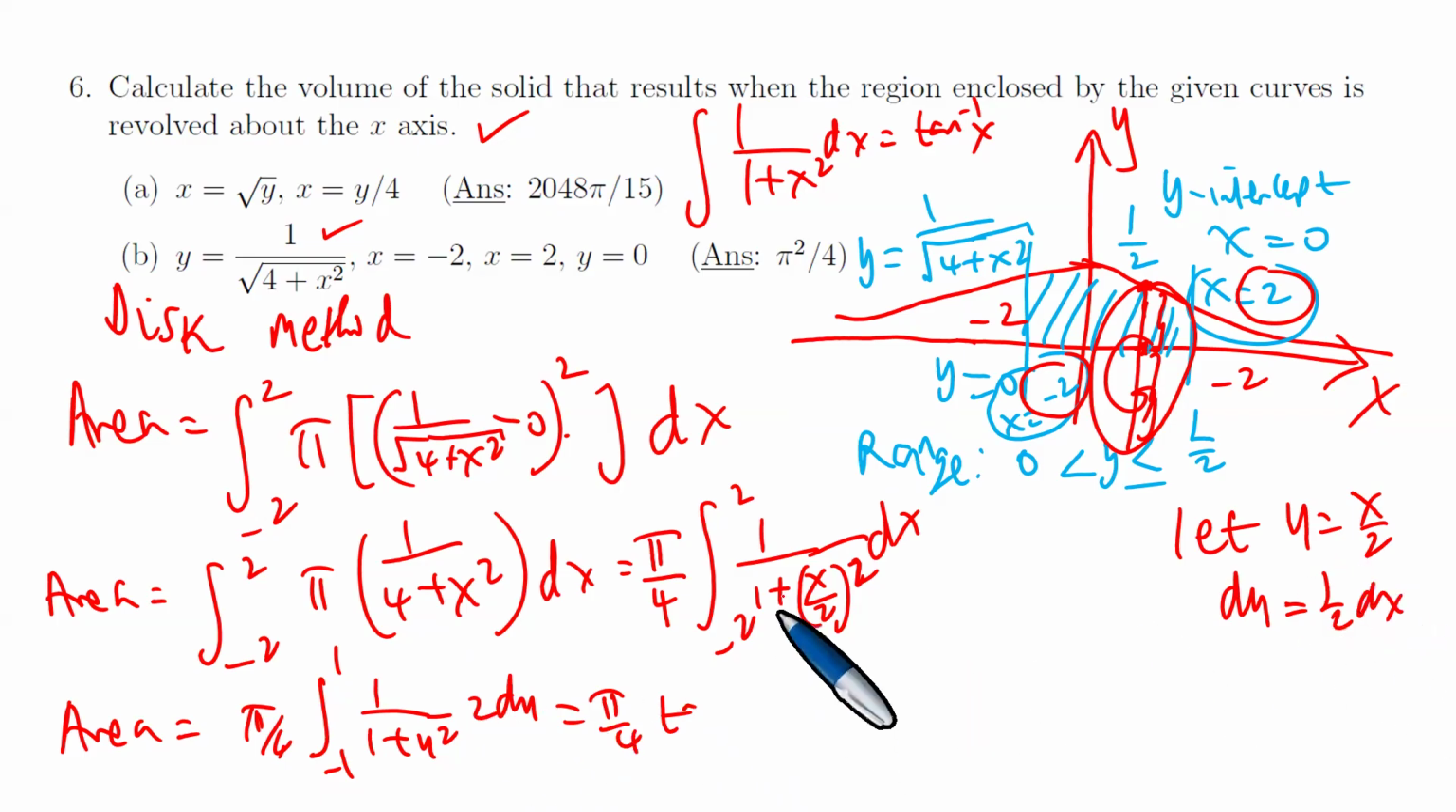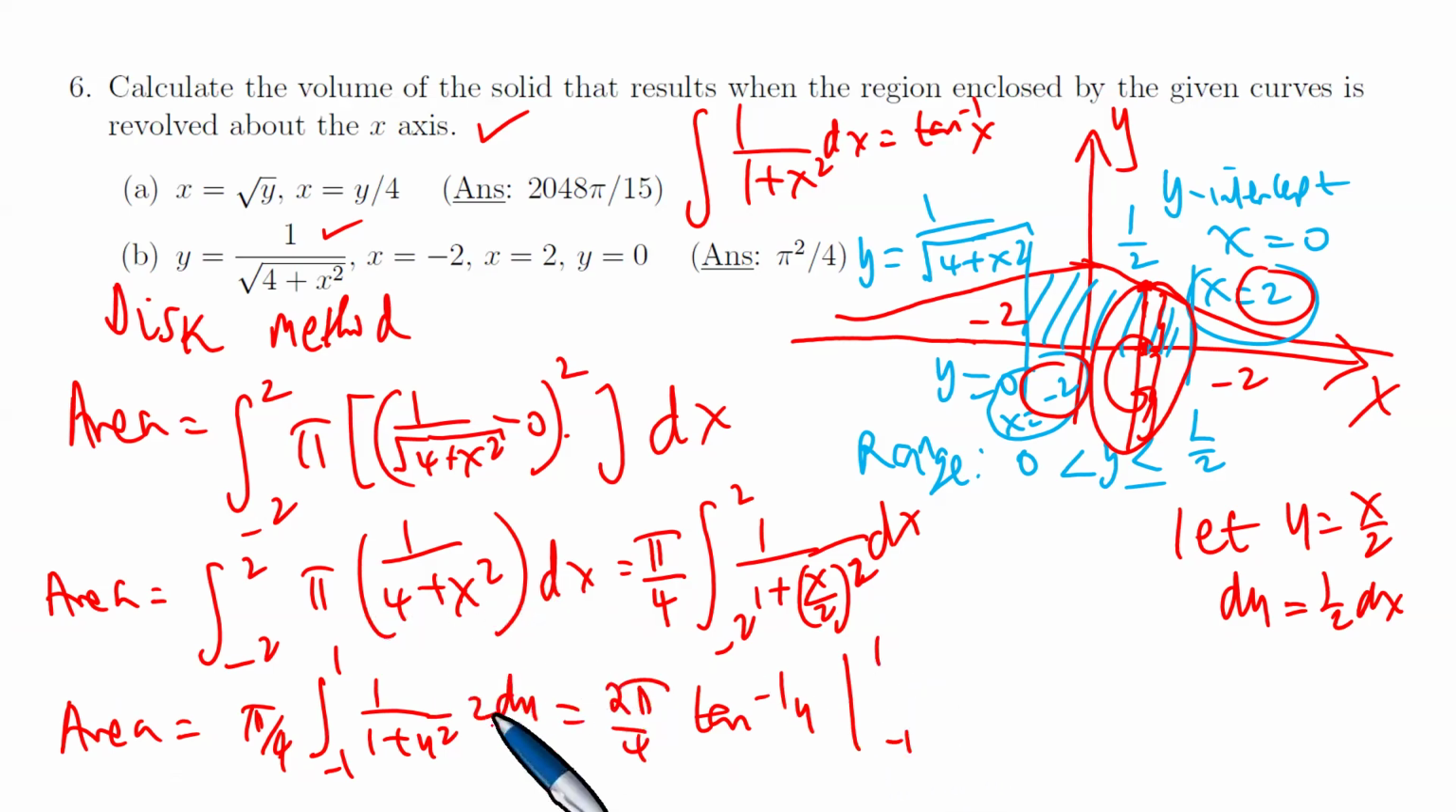You see now, because of the x over 2, there's going to be a 2 that's going to come from the derivative. So this 2 is going to multiply things out. It's going to actually have an effect on the answer. This is pi over 4, so it's going to be 2 pi out of 4. Then this is exactly of the form 1 over 1 plus u squared, which is arctan u, from minus 1 to 1.